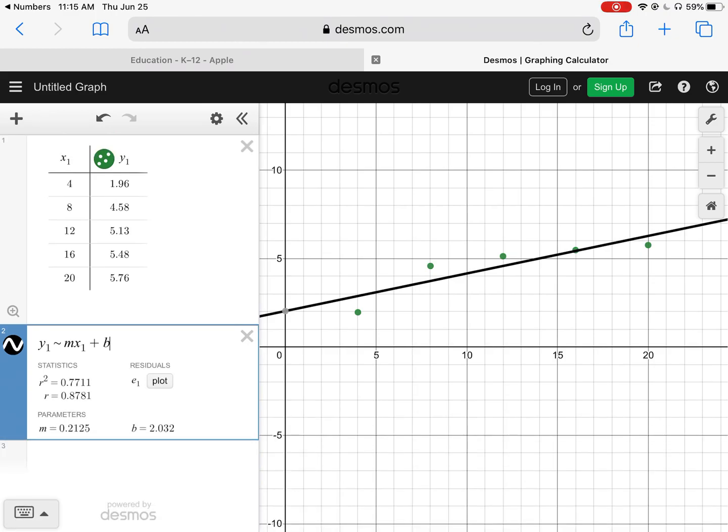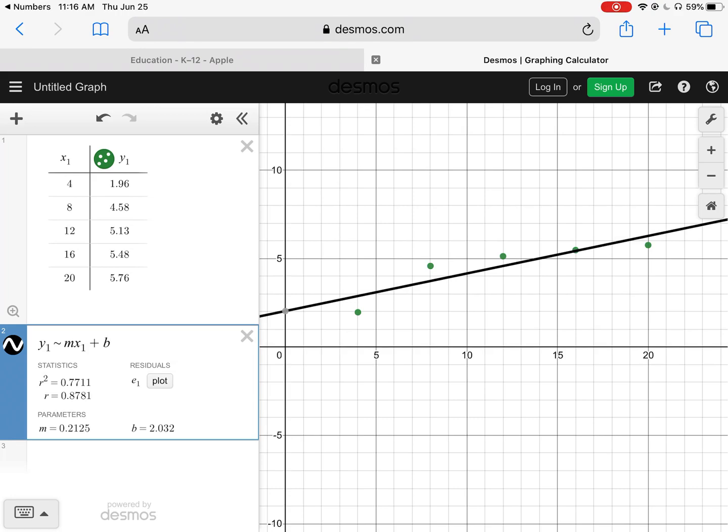Now the reason I used y1 and x1 is because if you look in my table, the values are being labeled in terms of x sub 1 and y sub 1. Now notice that once I typed that little formula in, it started spitting out some numbers for me. It gave me an r squared value, which we're not going to pay attention to right now. It gave me an r value. We'll talk about that here in a moment. And then right now, what I want to focus on are the parameters of m and b. m is the slope of your linear regression equation, and b is the y-intercept of your linear regression equation.